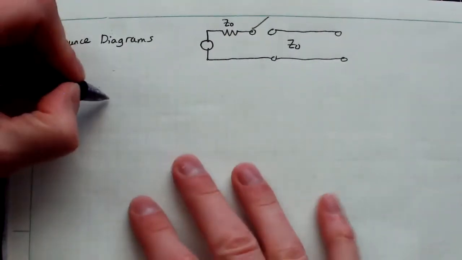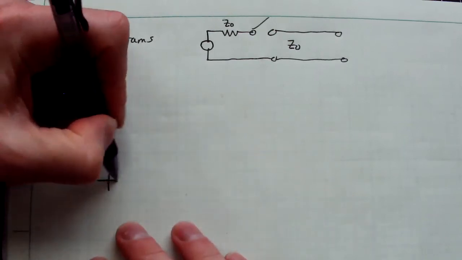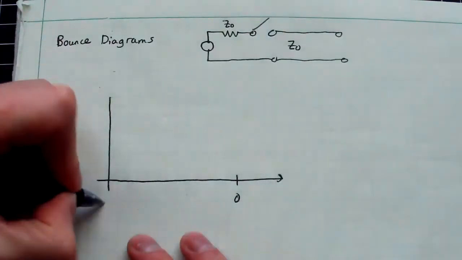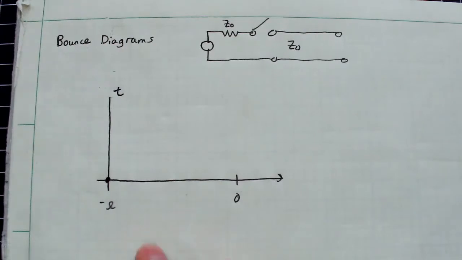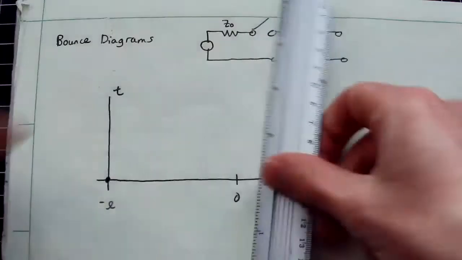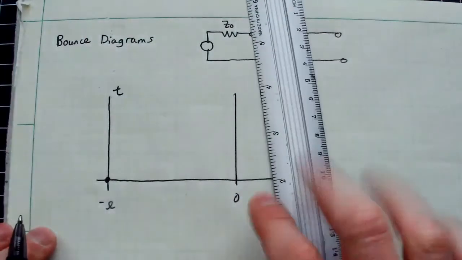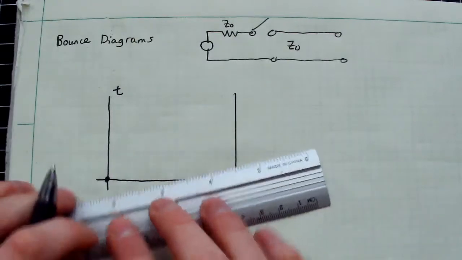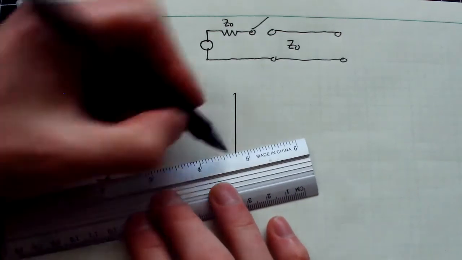So what you do is imagine a space-time diagram where you have time on one axis and space on another. I'm going to call this 0, negative L, and this up here is going to be time. It really helps to use a ruler here. So you imagine this is the generator, and now this is the load. And that signal is going to propagate down at the phase velocity.